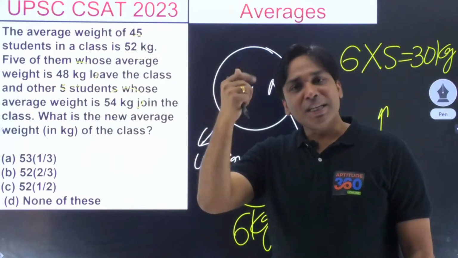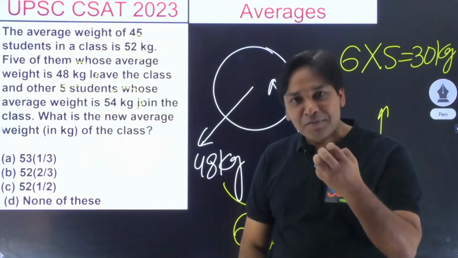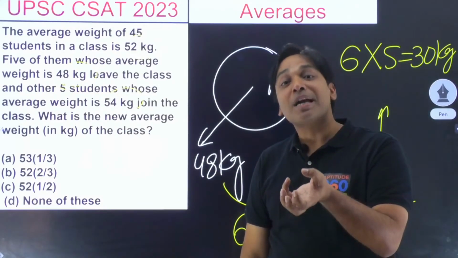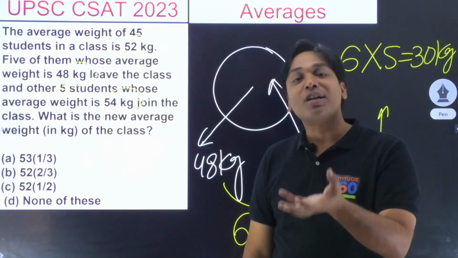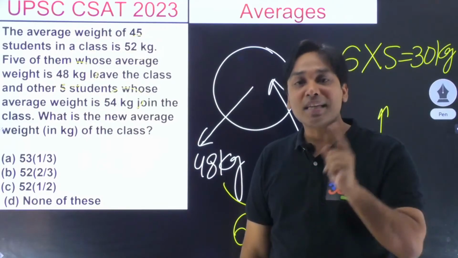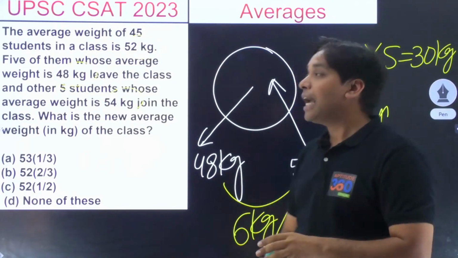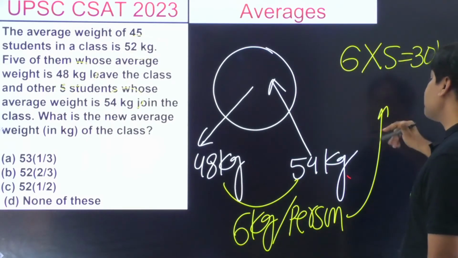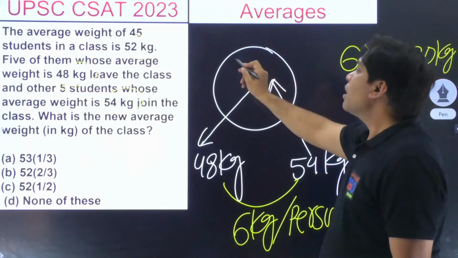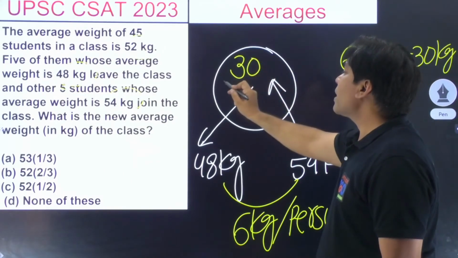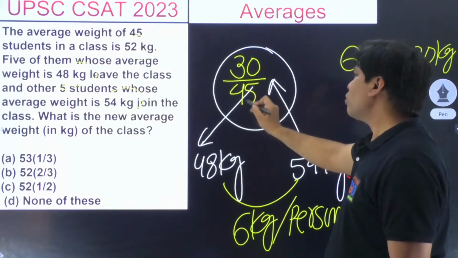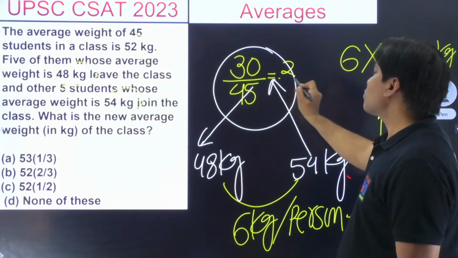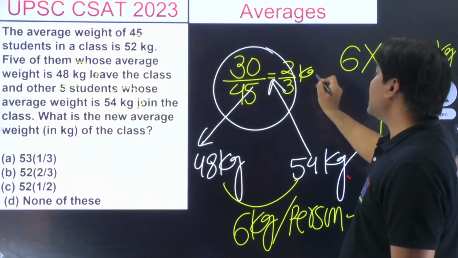The one going out is 48 kilogram per person, the one coming in is 54 kilogram per person. So what does this mean? There is a benefit of 6 kilogram per person. And how many persons are there? 5. So 6 into 5, 30. Now this 30 kilogram that has come will be divided amongst these 45 persons. So per person there is going to be a benefit of 2 by 3 kilogram.